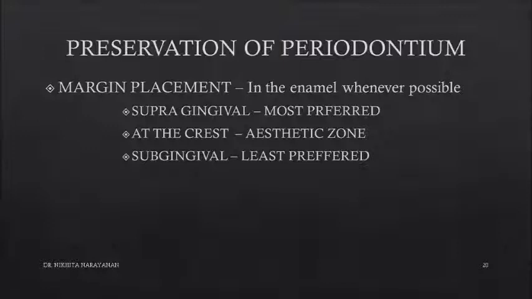Based on the placement, the margins can be divided into supragingival margin, equigingival margin at the crest, and subgingival margin. Supragingival margin is the most preferred one as it is easier to finish and easier for the patient to keep clean. Subgingival margin is the least preferred one. It shouldn't be given unless it is indicated. Subgingival margins can be indicated when there is a caries or restoration that is extending subgingivally. Equigingival margin is given in cases of the anterior or aesthetic zone where a supragingival margin can have an unaesthetic appearance.